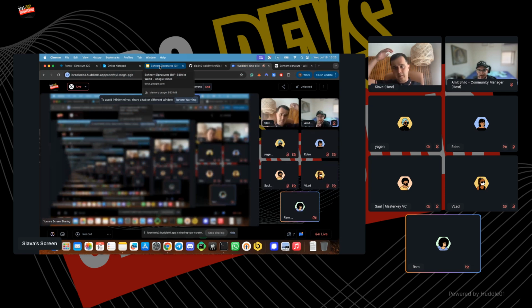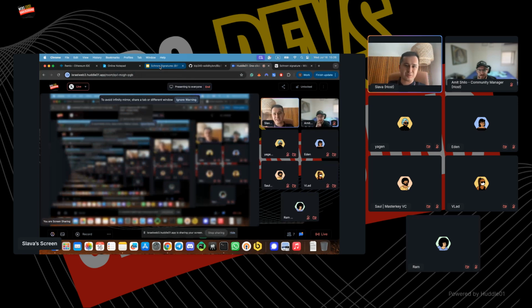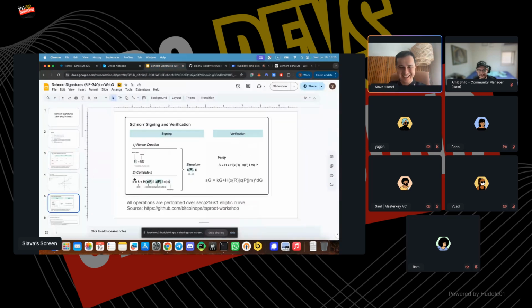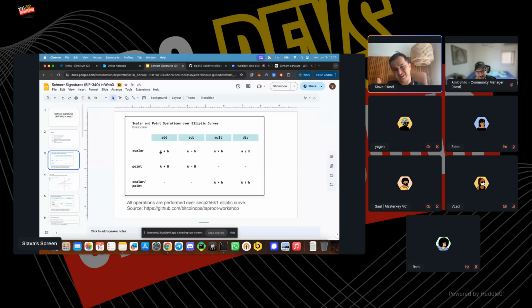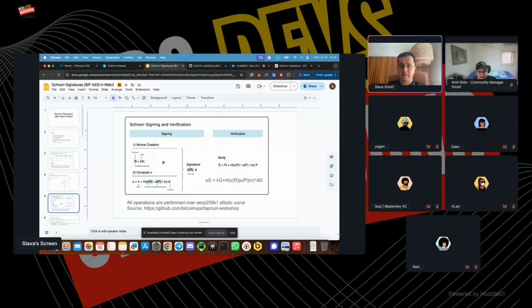Yeah, of course, sure. That actually was my next slide. When we know these basic operations with elliptic curve points and scalars, we're going to use them in the definition of Schnorr signatures. So here is exactly how we're going to use them. That's Schnorr signature signing and verification.